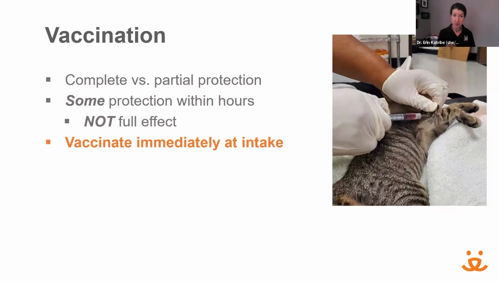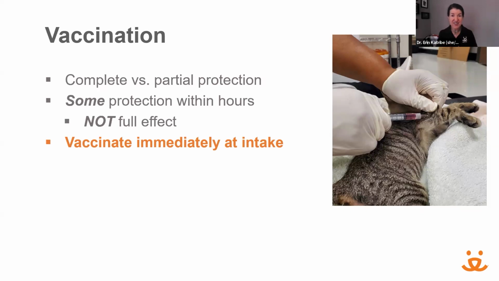Because of that initial protection, though, that can be the difference between life and death for some of these diseases, and it can also mean affecting the contagiousness. And so this is why it is crucially important for us to vaccinate immediately upon intake to the animal shelter.